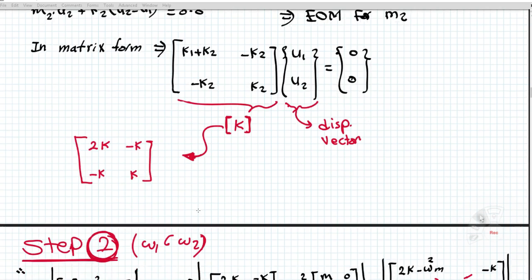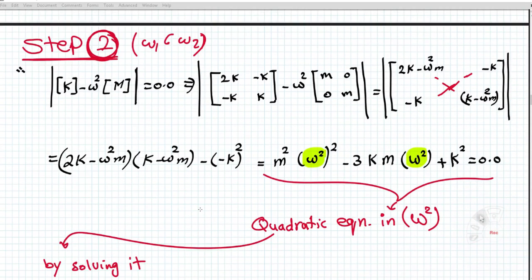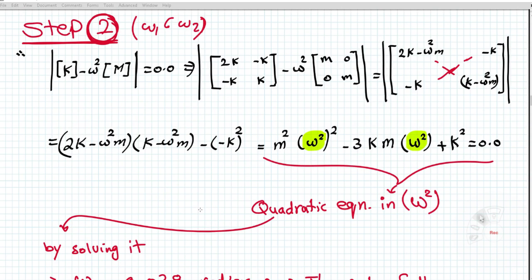Okay, now let's go and see the second step. The second step here is related to obtaining omega 1 and omega 2, the natural frequencies of our system. We are going to find that the determinant of the stiffness matrix minus omega squared times the mass matrix should equal 0. From where we got this, please revisit the previous video.